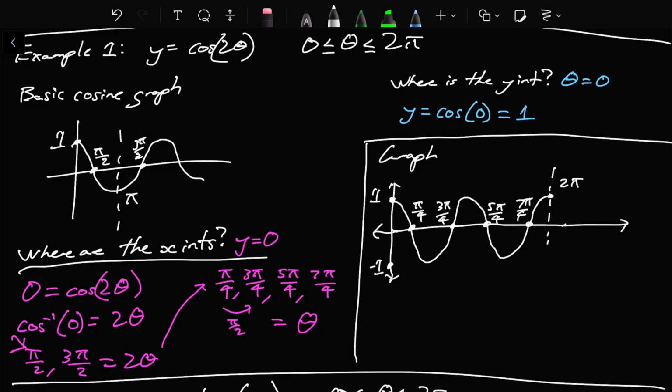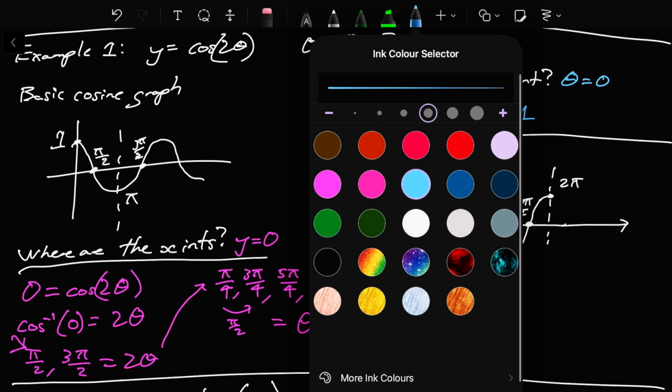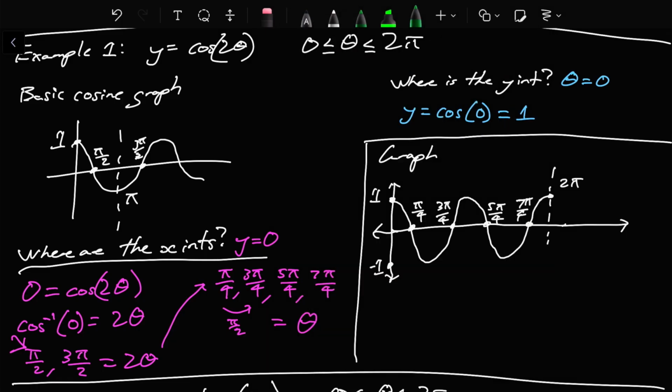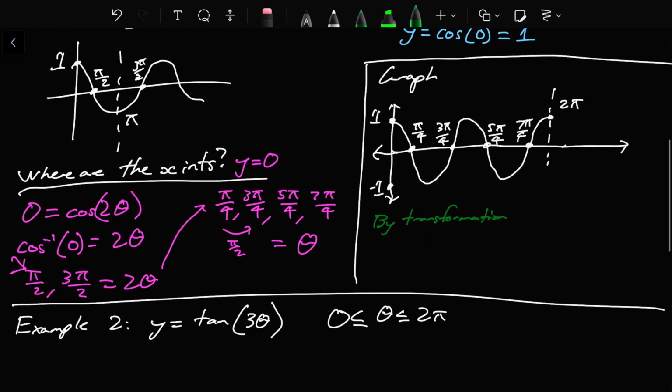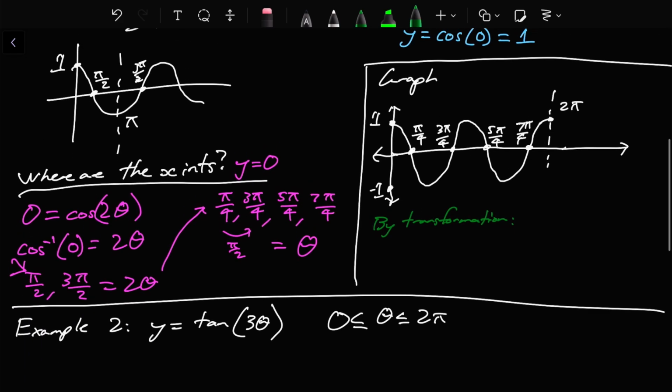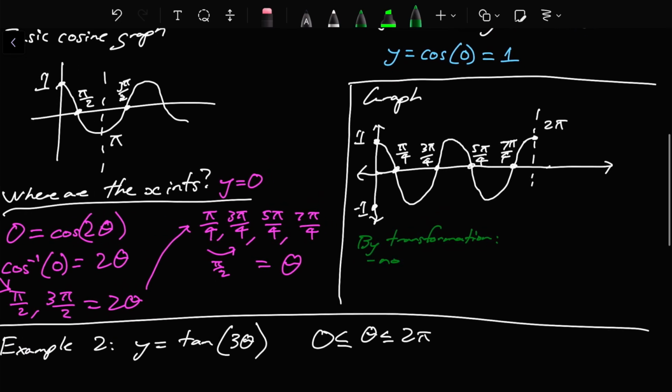So that's how you would graph it algebraically, but you can also do it via transformation. Let's do it in green. By transformation, you should check with your teacher what they would prefer. I'm happy with either one, but by transformation, we can see that there's no number in front here. So we can say no change in amplitude.